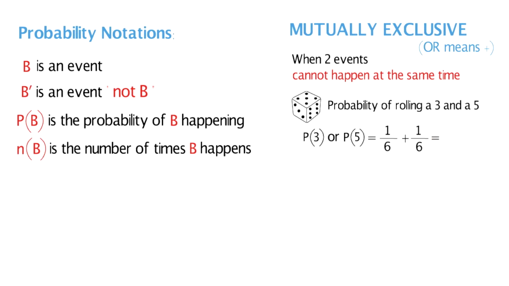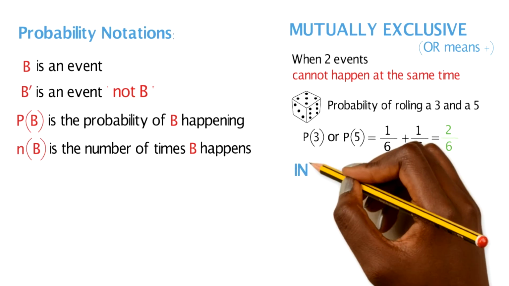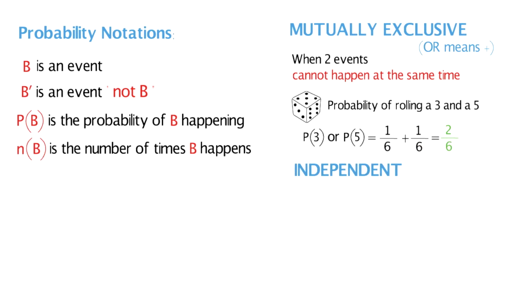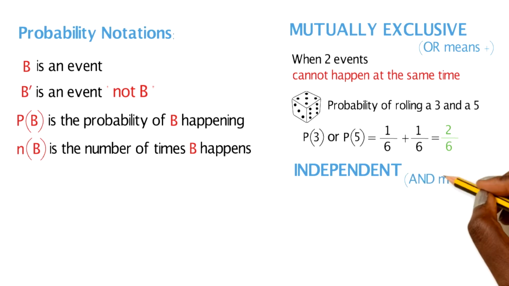So it'd be 1 over 6 plus 1 over 6, because the probability of rolling a 3 is 1 over 6, the probability of rolling a 5 is 1 over 6, which would leave you with 2 over 6. Then, with independent events, this is where it basically means "and", and you multiply.